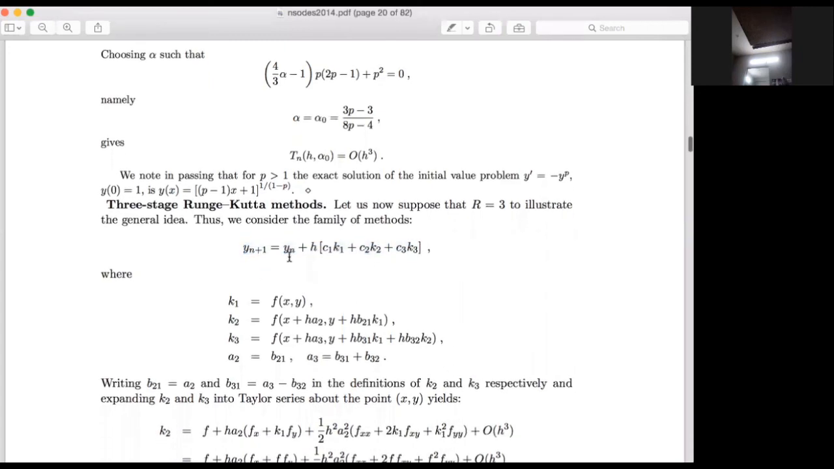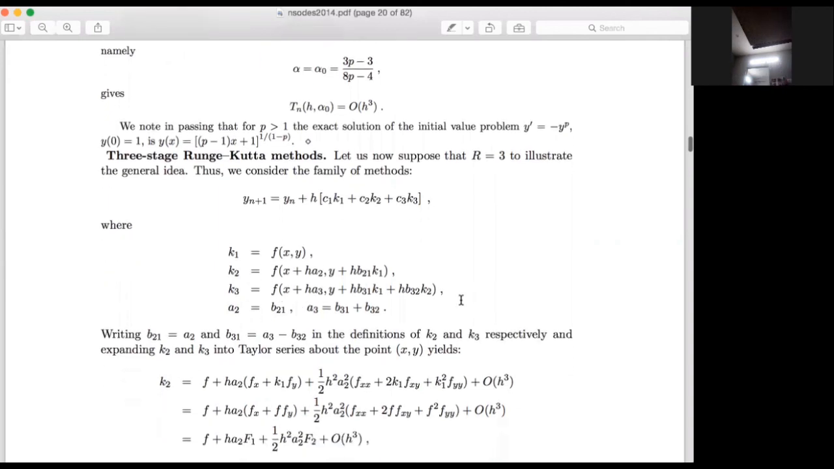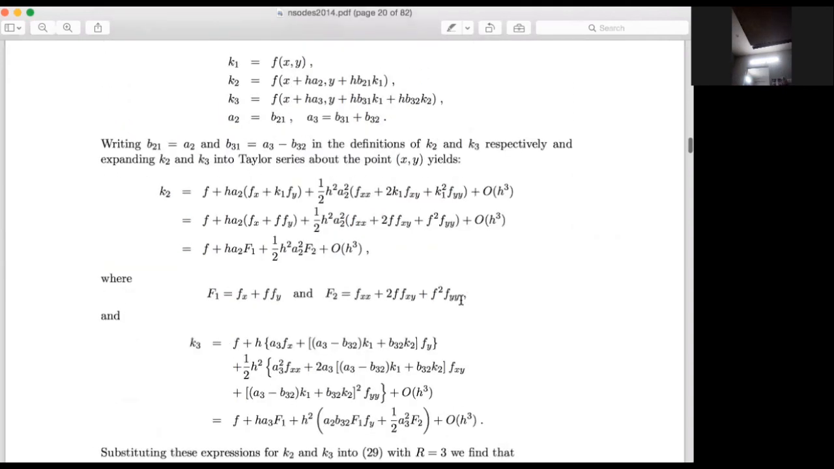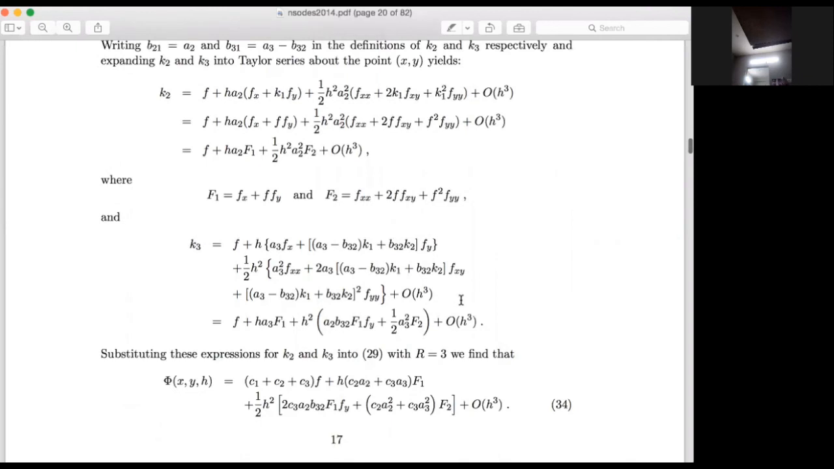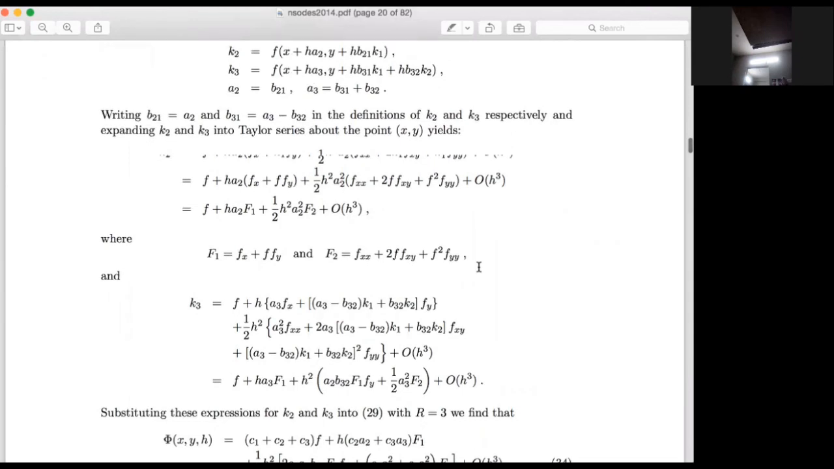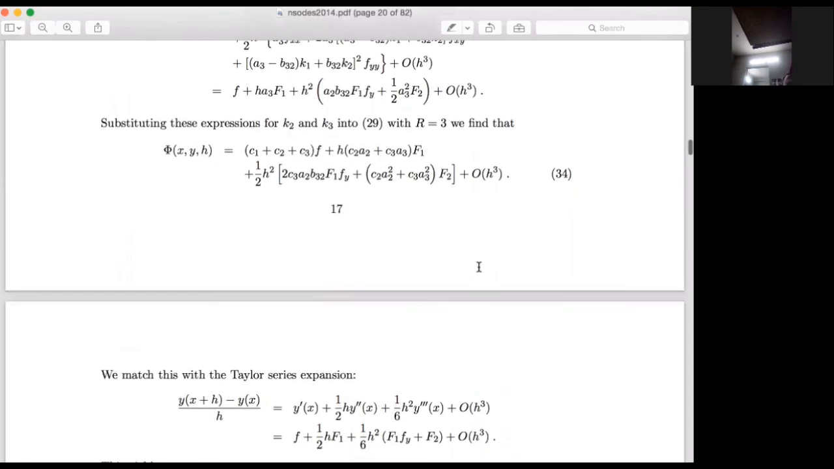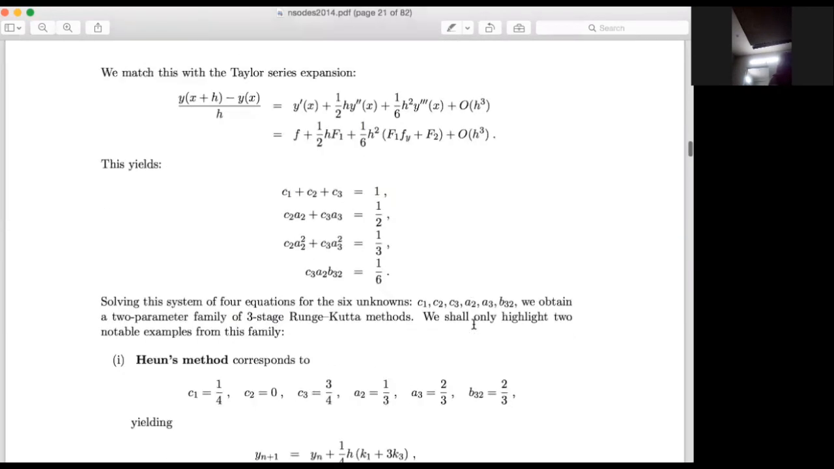So y_{n+1} is equal to y_n plus h times (c1 k1 plus c2 k2 plus c3 k3). In this we have 6 parameters involved, and we will try to find 6 equations, but the same thing would happen here also. We will not have a sufficient number of equations, or we will not have a square system. So then we will have some family of parameters here also.